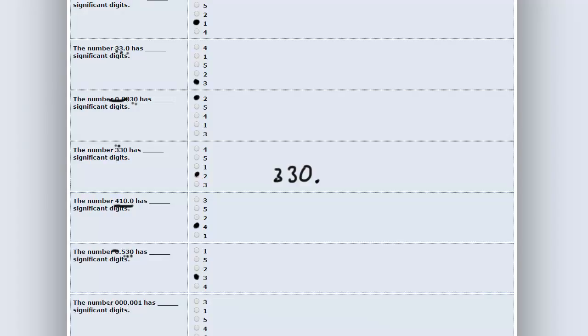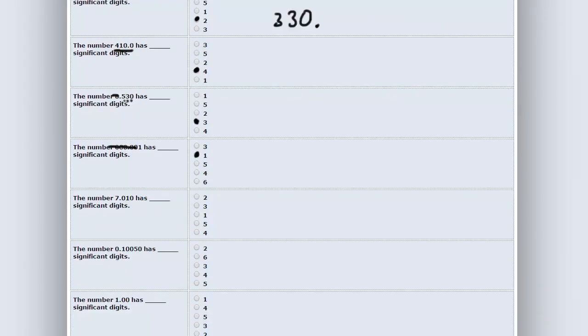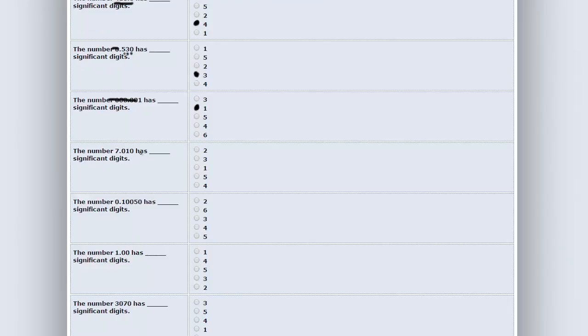0.001. Remember, it doesn't matter how many zeros you shove before a number. They are not significant, right? Only zeros at the end of the number and to the right of the decimal point. So 7.010, this 7 is significant, this 1 is significant. This 0, because it's between 2 significant digits, is significant. And this 0, because it's at the end of the number and to the right of the decimal point, is significant. We have 4.